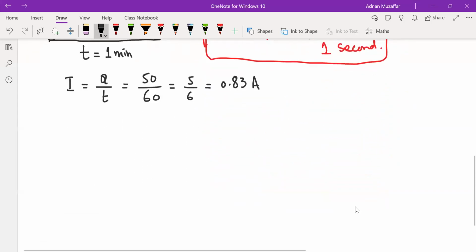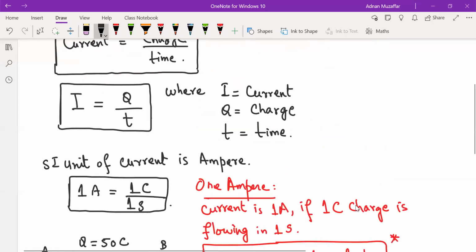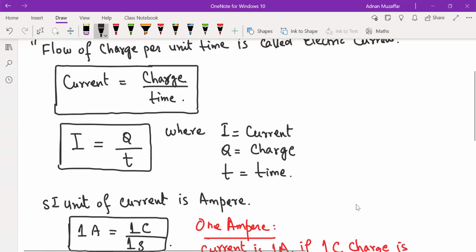Okay, now generally, there are two ways in which we treat with the current, or we deal with the current, you can say. Someone please mute your mic. I'm sorry because there was some noise.